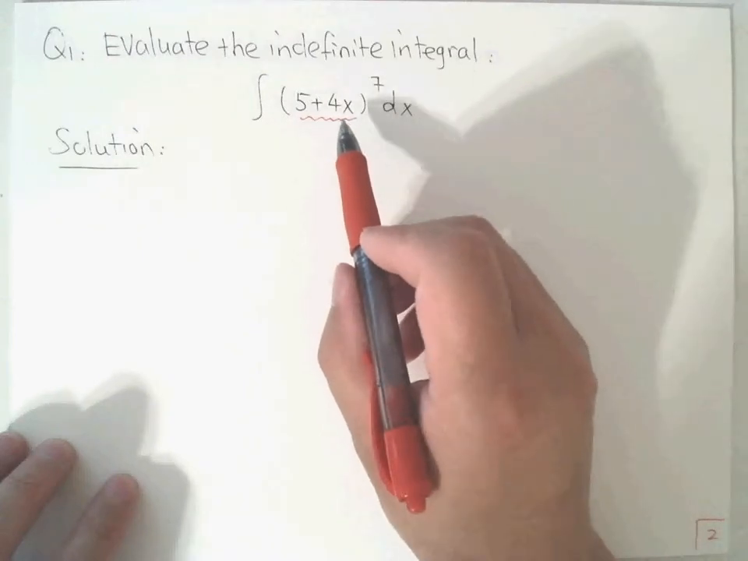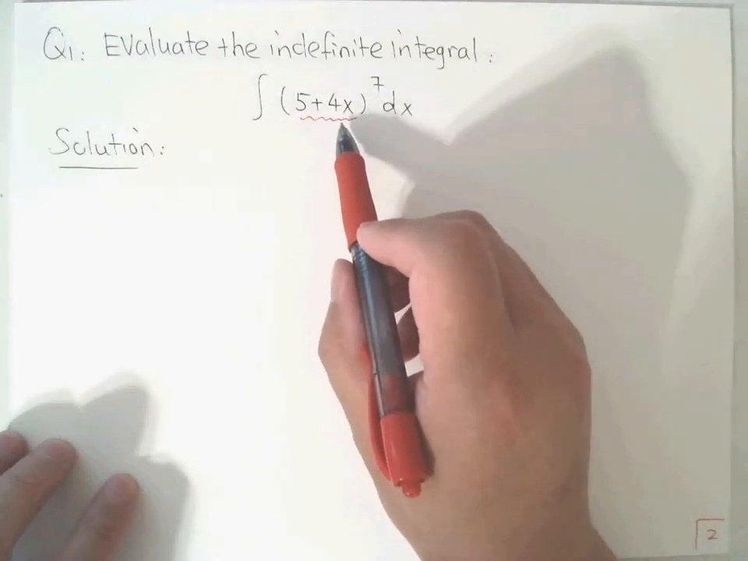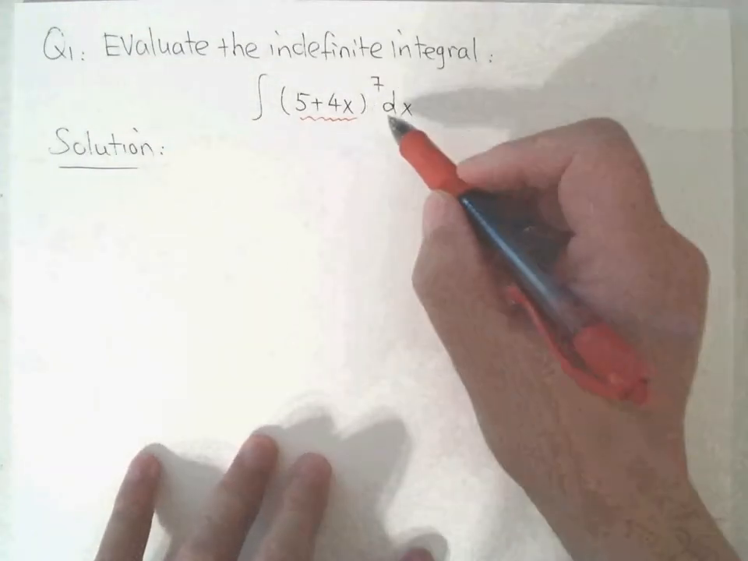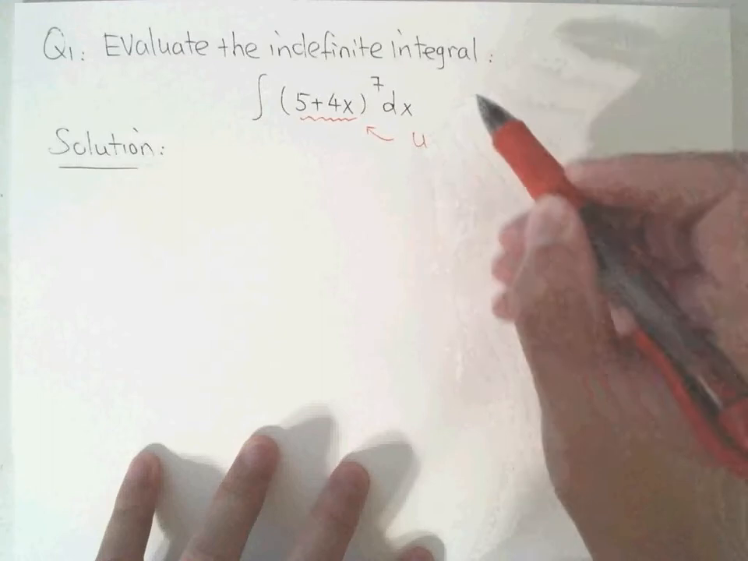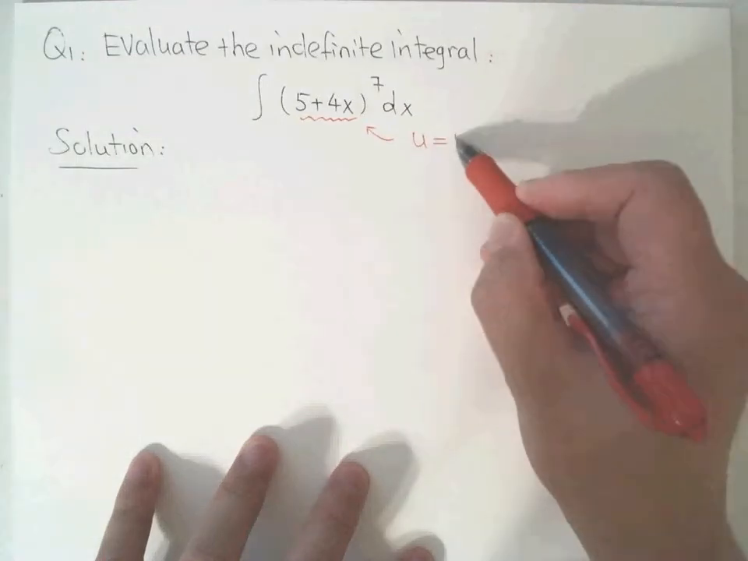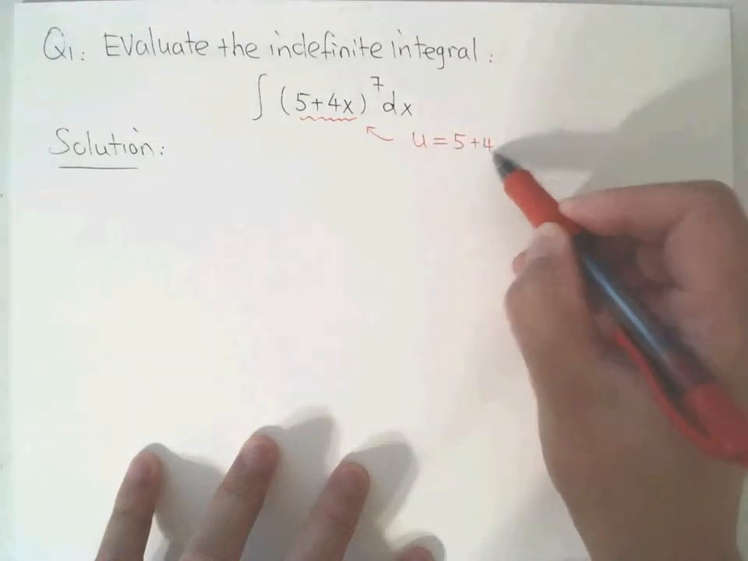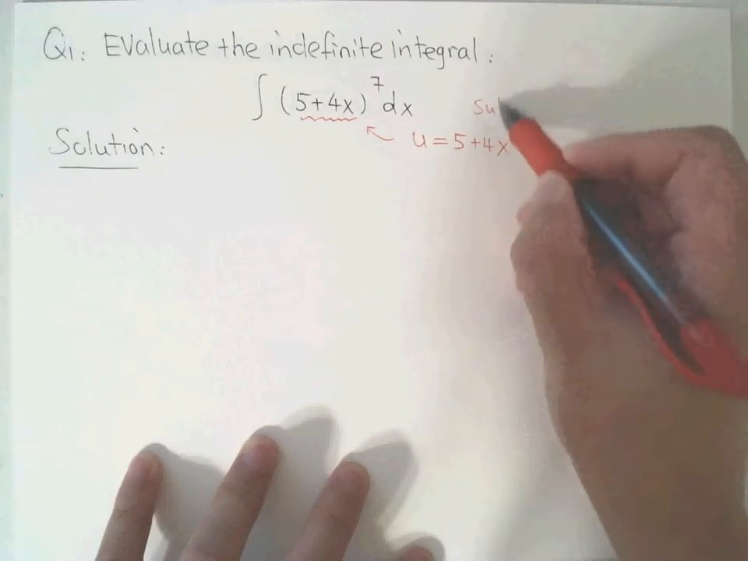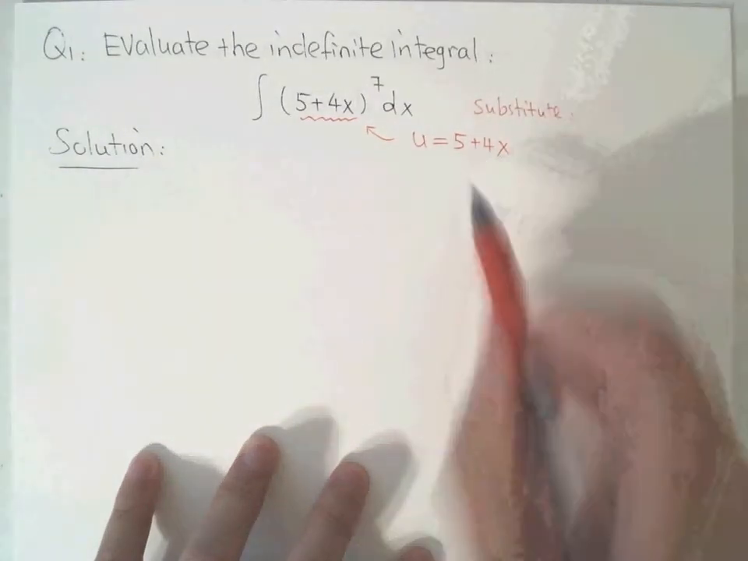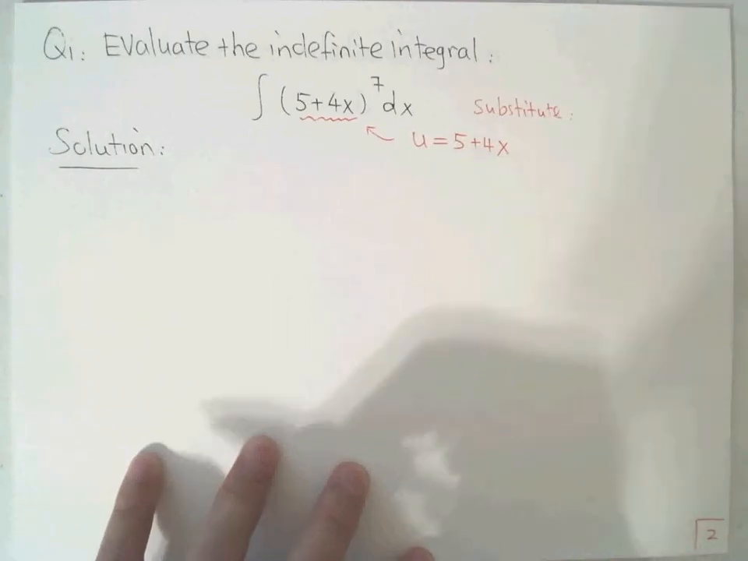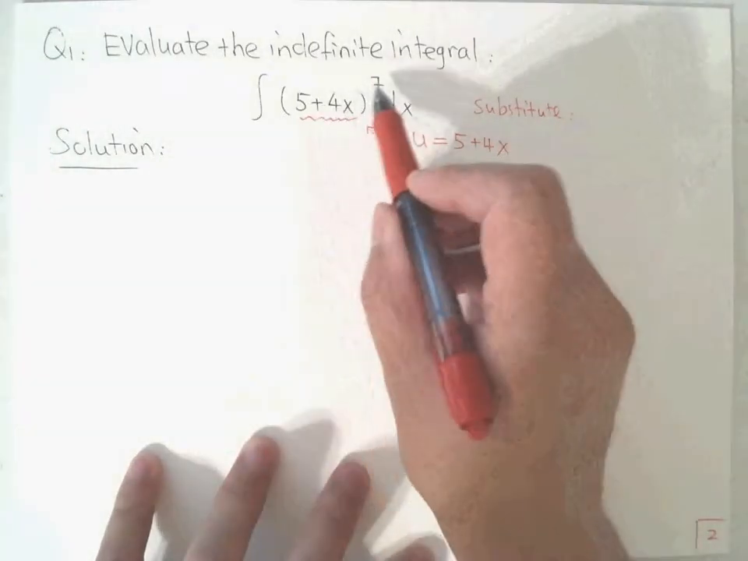So we need to substitute this. Use what? If we substitute this, use u. I simply say I use u to substitute this: u equals 5 plus 4x. If I substitute in this way, it's easy, right? So this goes to u raised to the 7th power.